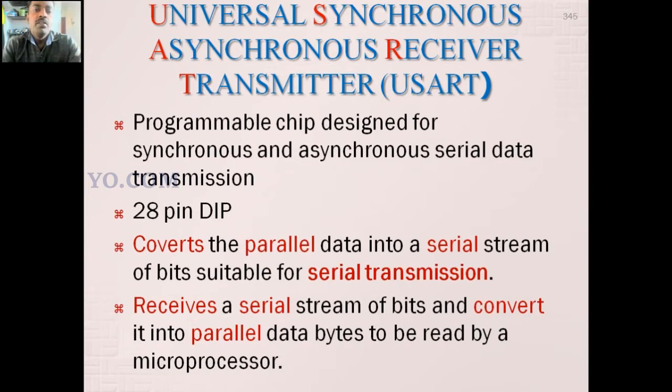It is also synchronous and asynchronous. For example, the microprocessor operates at one frequency, say 6 megahertz, and the external device operates at 2 megahertz. Then this USART matches the data transfer between the two devices. It collects the data from the external device and sends it to the microprocessor at a different speed. So the transmitter and the receiver operate at different speeds, that is called asynchronous.